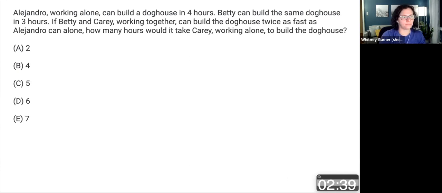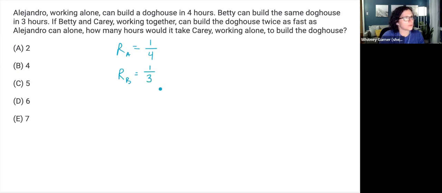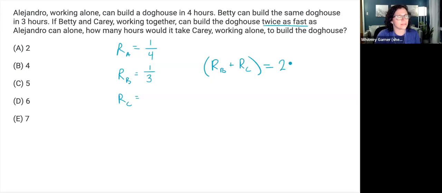Nice, y'all. So we've got three actors. That might mean that we're going to add all three together. It might not. Alejandro's rate is one doghouse in 4 hours. Betty's rate is one doghouse in 3 hours. There's going to be a Carrie's rate. And it says if Betty and Carrie work together, so the rate of Betty plus the rate of Carrie, they can build a doghouse twice as fast as Alejandro can. So their rate together is twice his rate.